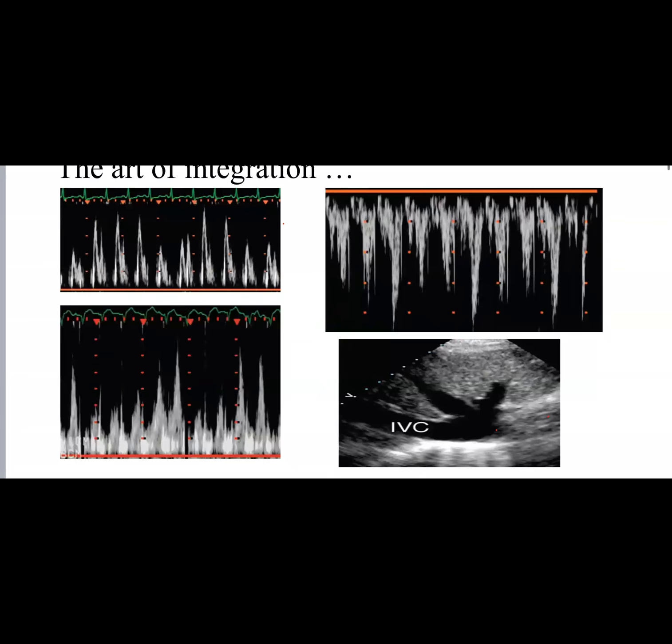Now, what is this here? These are signals for the same patient. One is from the mitral valve, the one on the upper left, then LVOT, tricuspid valve, and the IVC. What do you think is going on here?